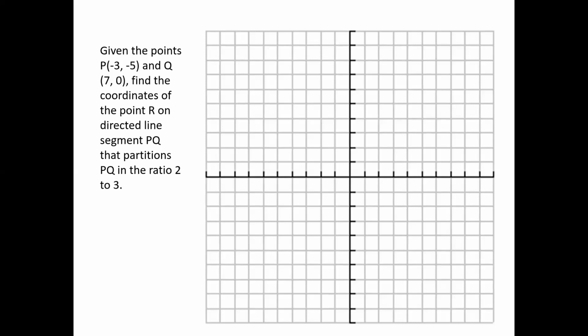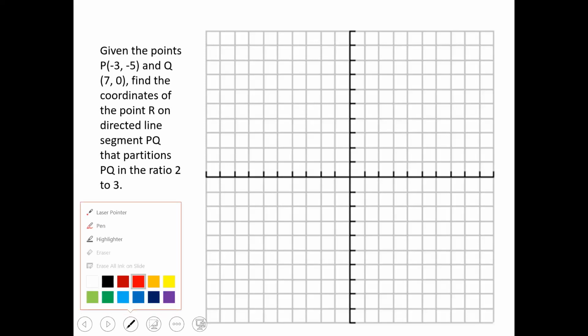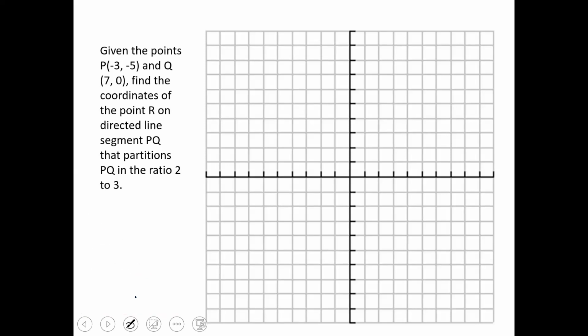Okay, so now we got given points P to Q, back to P to Q again, good job. All right, so we got -3, and I'm gonna go blue, -3 and then down -5. 1, 2, 3, 4, 5. That's right there. I'm gonna put an X. And Q is 7, 0. So I go all the way over to 7. 1, 2, 3, 4, 5, 6, 7, 0. So my other point is here, and that's Q. And I just draw my line right through there. Okay, that's pretty good, huh?